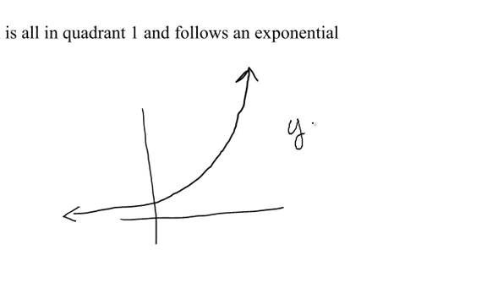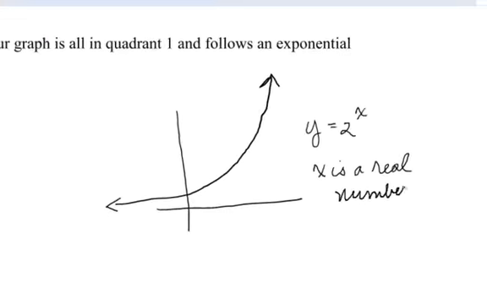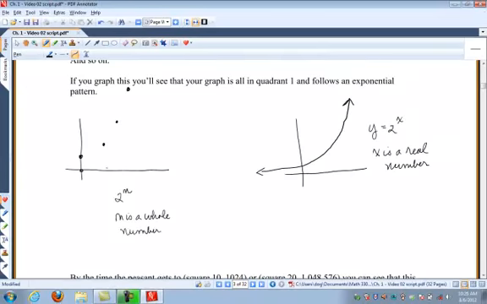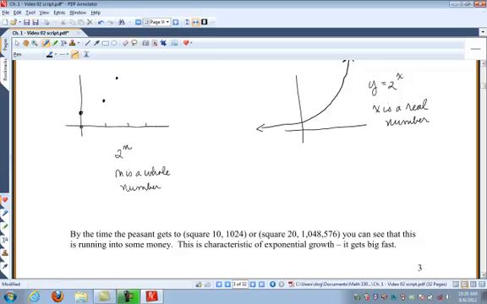Here's the graph of y equals 2 to the x, where x is a real number. So we're using the whole number line instead of just 0, 1, 2, 3, and discrete points like that. Now, by the time the peasant gets to square 10, the peasant has 1,000 rubas, and 10 more squares later, the peasant has over 1 million. As you can see, this is running into some money, and this is characteristic of exponential growth. It gets big fast.